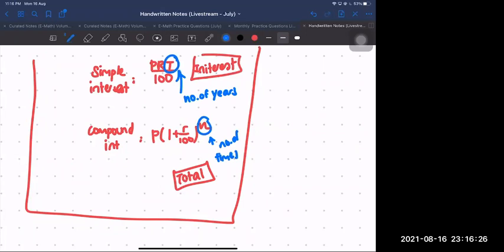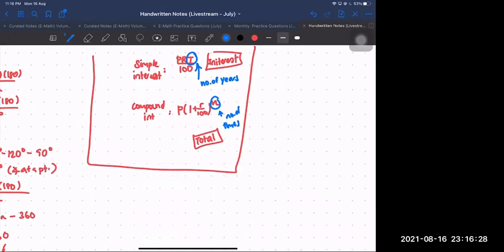Okay, wait, I'll answer the question in a while. So for the number of times, for example, if the question states that in a year I'm charged 2 times compound interest, this means that the value of n is 2. Because n is the number of times, t is the number of years.